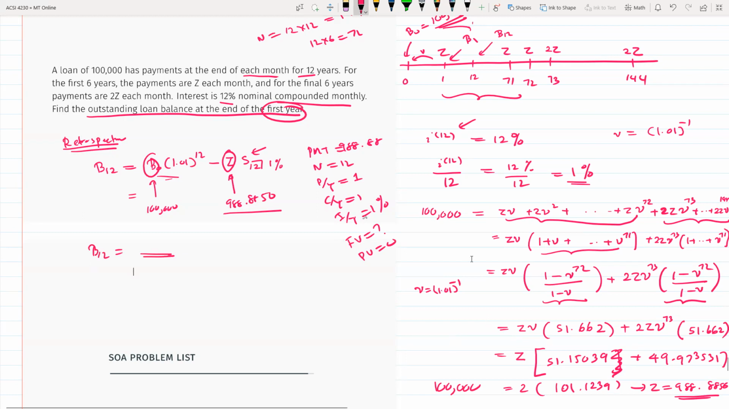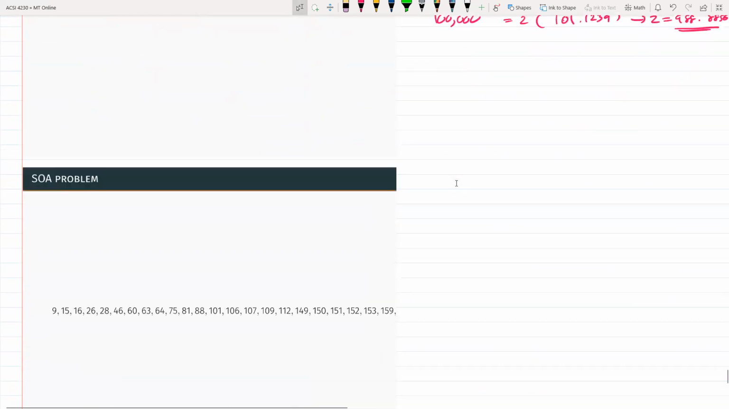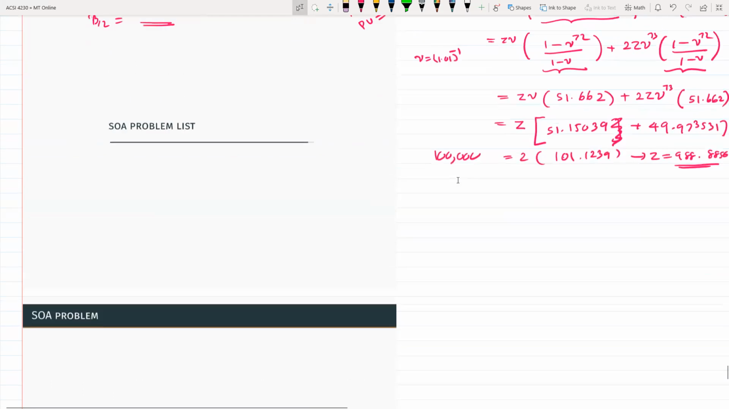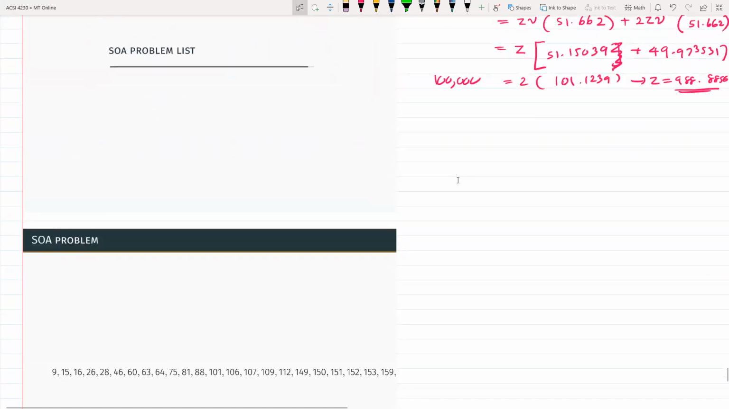So that's the end of this module. Here you can find more SOA problems. I would encourage you to try these problems because they are different, and they give you an idea of what kind of problems you will see in the exam. So please try these problems and let me know if you have any questions.